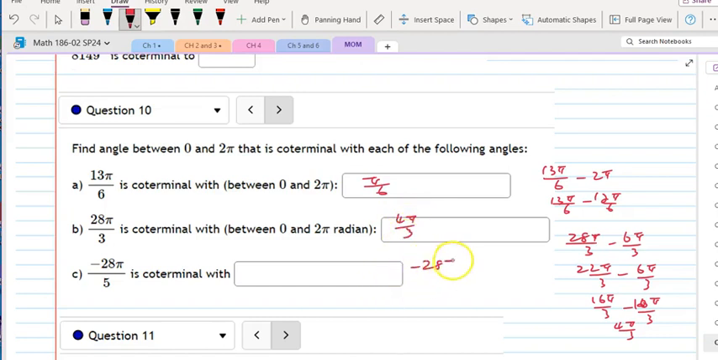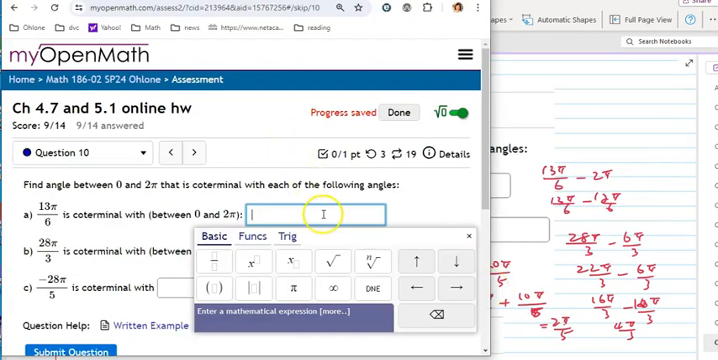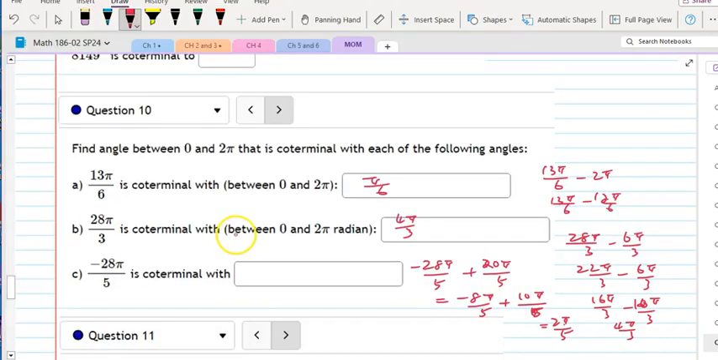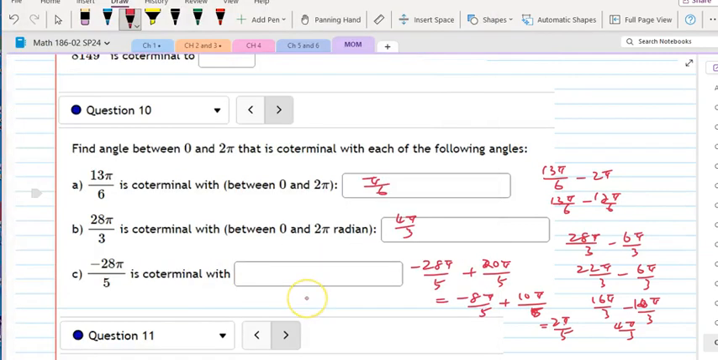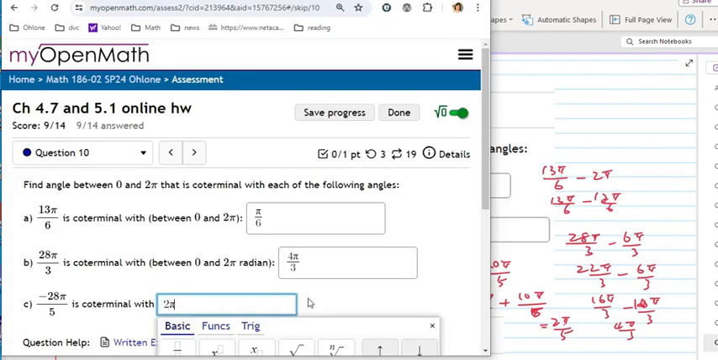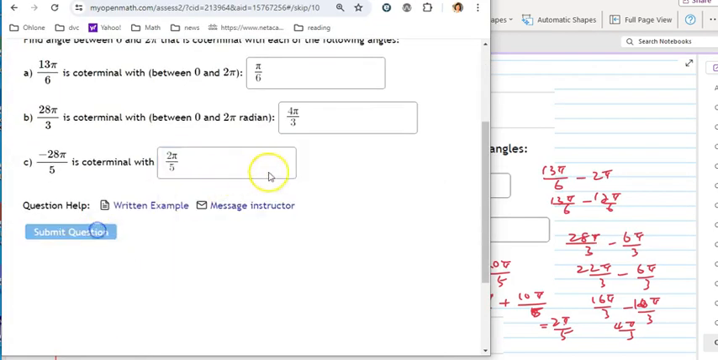Oh, negative 28 pi over 5. So I'll add 10 pi over 5. Maybe I'll add 20 pi over 5, right? So that would be negative 8 pi over 5. And I add 10 pi over 5 more. That would be 2 pi over 5. Right? 2 pi over 5. Oh, what was the first one? Pi over 6. 4 pi over 3. And what was it? 2 pi over 5. So you have to do a lot of fractions.